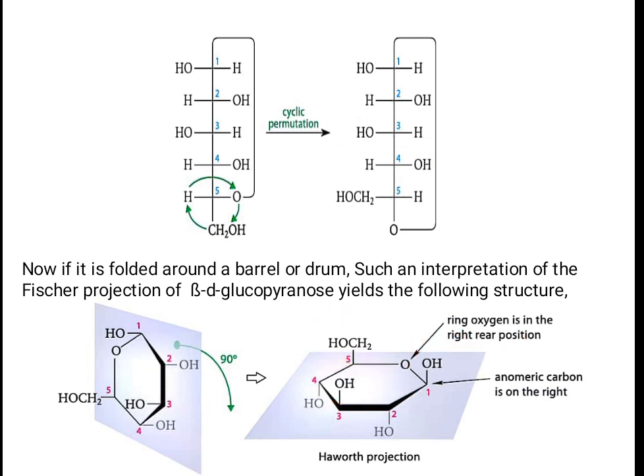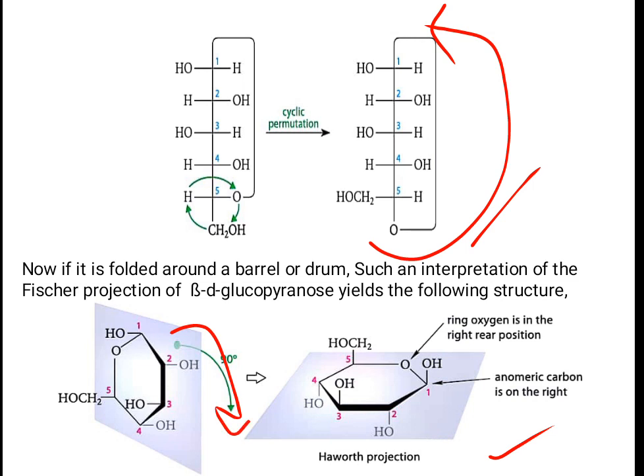So this is very closely related to the Fischer projection. You can get the Haworth projection from the Fischer projection. First make the ring closure and then just turn it 90 degree.